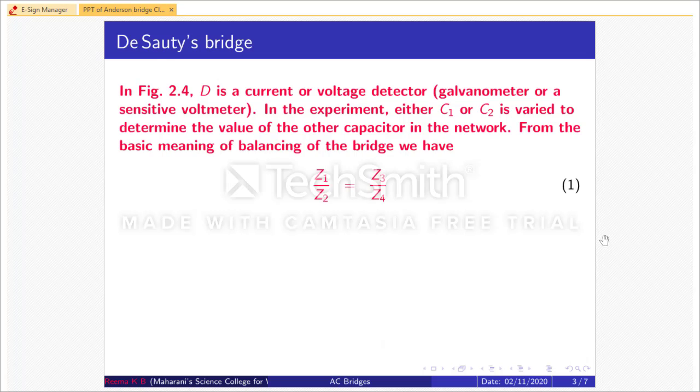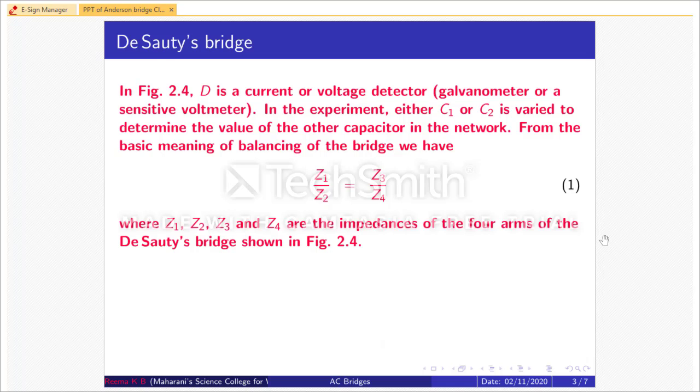From the basic meaning of balancing of the bridge, we have Z1 by Z2 is equal to Z3 by Z4, where Z1, Z2, Z3 and Z4 are the impedances of the four arms of the de Sauty's bridge shown in figure 2.4.